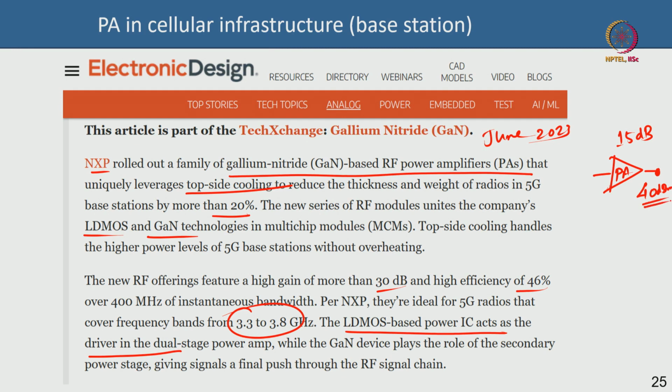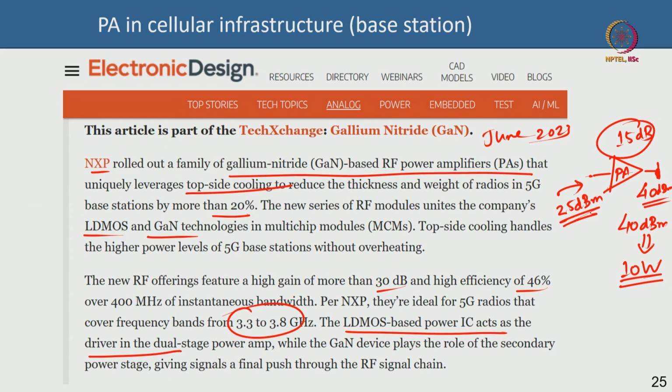Suppose I am telling you, what is 40 dBm? 40 dBm is basically 10 watt. That is your output power you need. I am just giving an example. Okay, 40 dBm of power you need at the output. Your gain of the device is 15 dB. So that means at the input you need to give 25 dBm of input power.